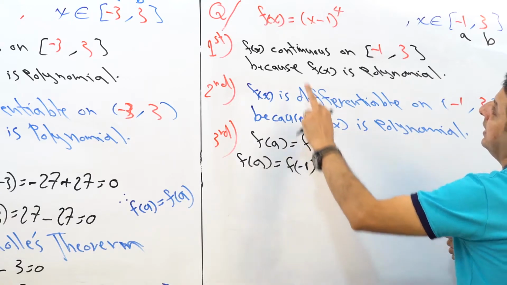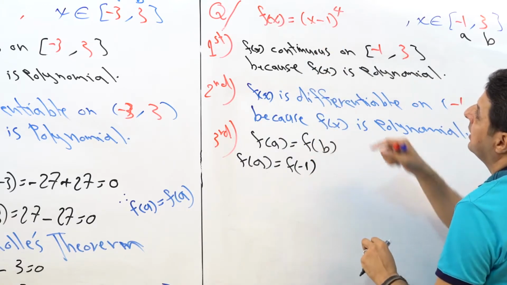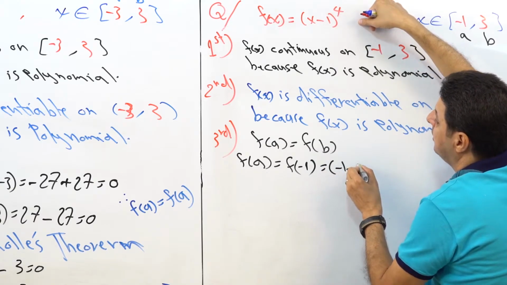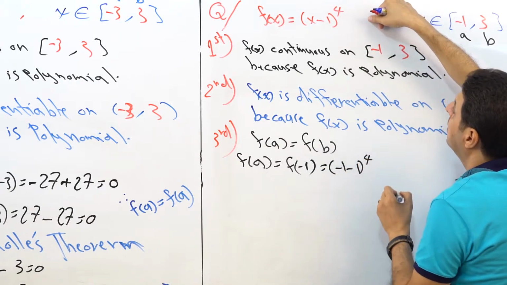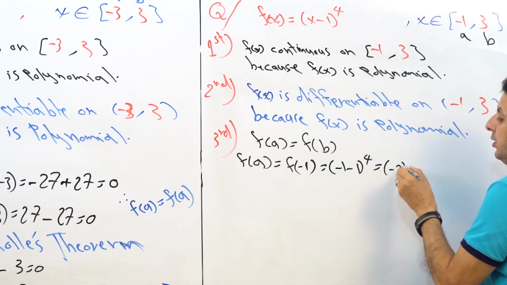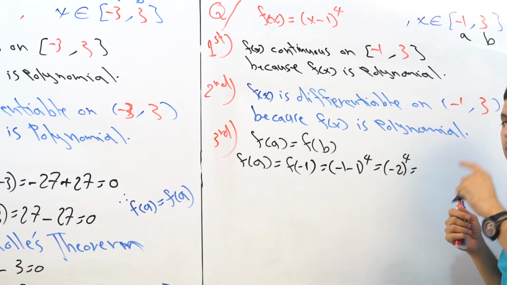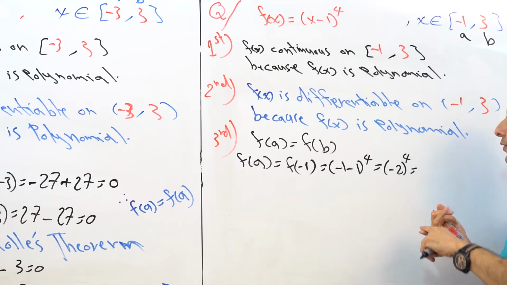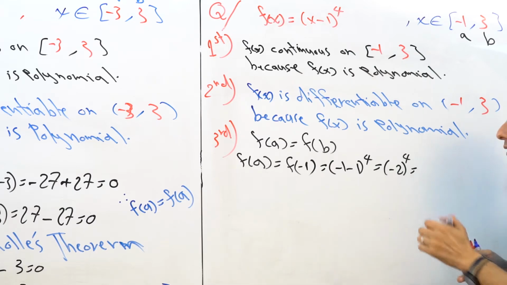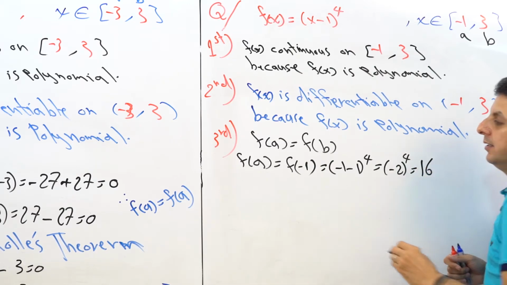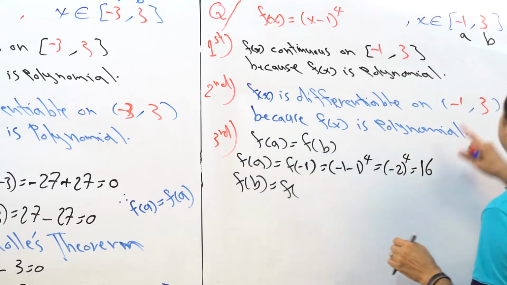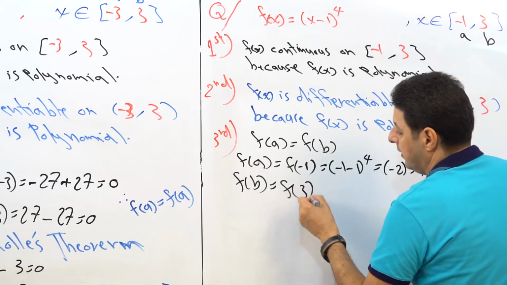Substitute every x by the number negative 1. That is, the function equals negative 1 minus 1, all to the power 4. Negative 1 minus 1 is negative 2, to the power 4. Negative 2 to the power 4 is negative 2 times negative 2 times negative 2 times negative 2, which equals 16. That is f of A equals 16.